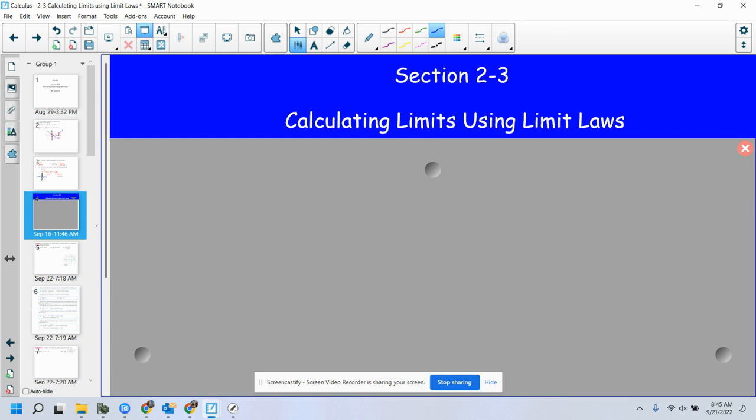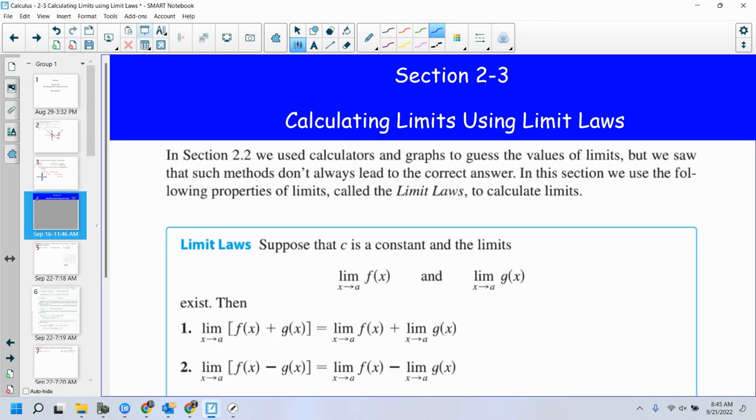Alrighty, so section 2.3, calculating limits using limit laws. Now, the tricky part about limits so far has been the fact that we just wanted to get close, right? That's like the sticky part here, the icky part. I don't like just getting close. I don't like just guessing. I don't like just investigating things. I want to know for sure what it's going to be, and tell me ways to find that number. Right? My mathematical brain freaks out when I see the word guess or estimate.